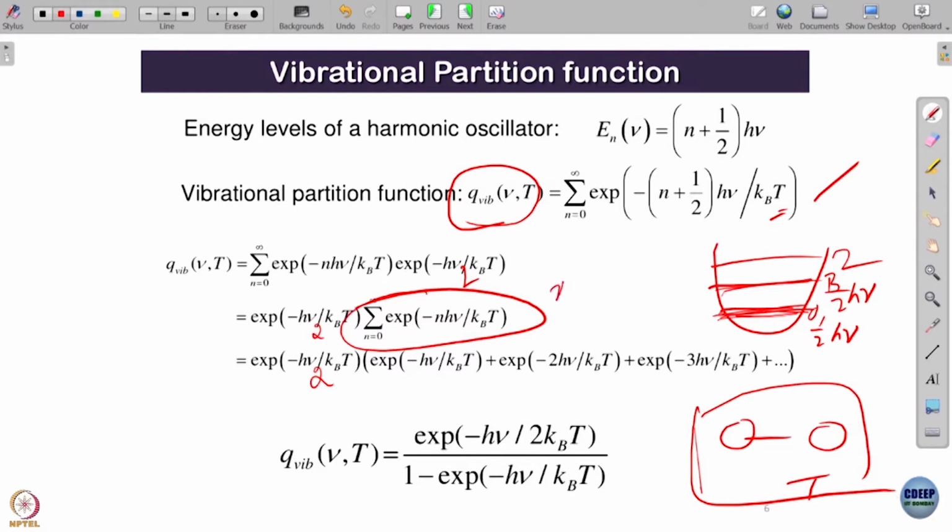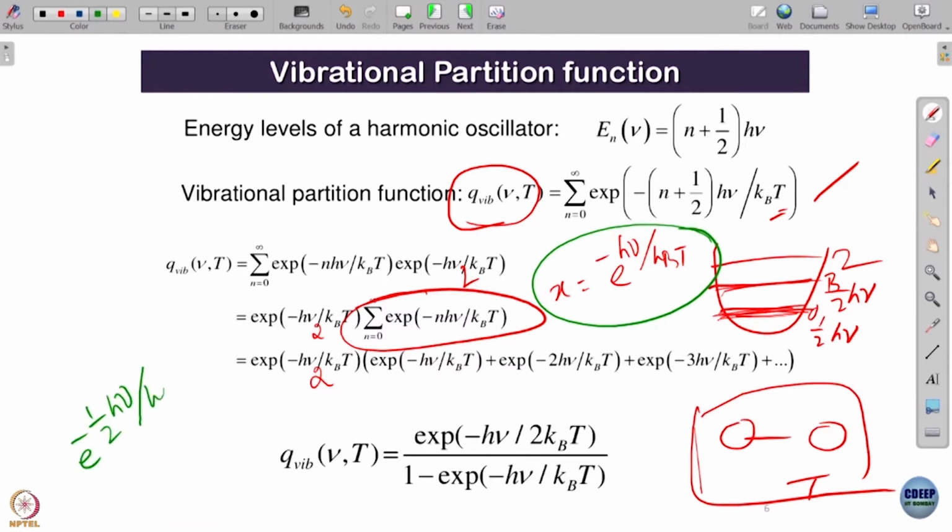Because if I put x equal to e to the power minus h nu by kBT, if I make that into x, then my partition function becomes e to the power minus half h nu by kBT times the sum from n equal to 0 to infinity of x to the power n. Good that it starts from n equal to 0 to infinity, and I know that this series, when x is less than 1, is nothing but 1 over 1 minus x.